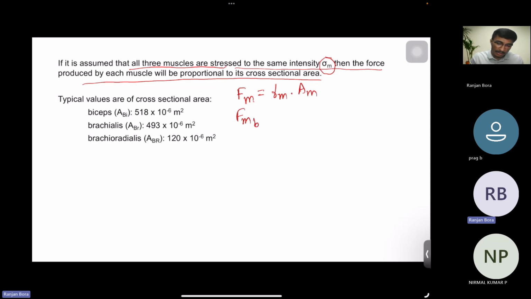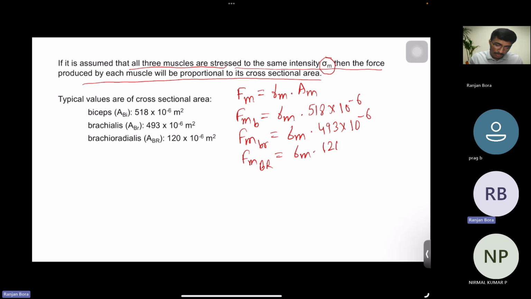Biceps I'm representing would be sigma m dot 518 into 10 power minus 6. And for brachialis, PR, it will be sigma m dot 493 cross 10 power minus 6. And for brachioradialis, capital PR, sigma m dot 120.